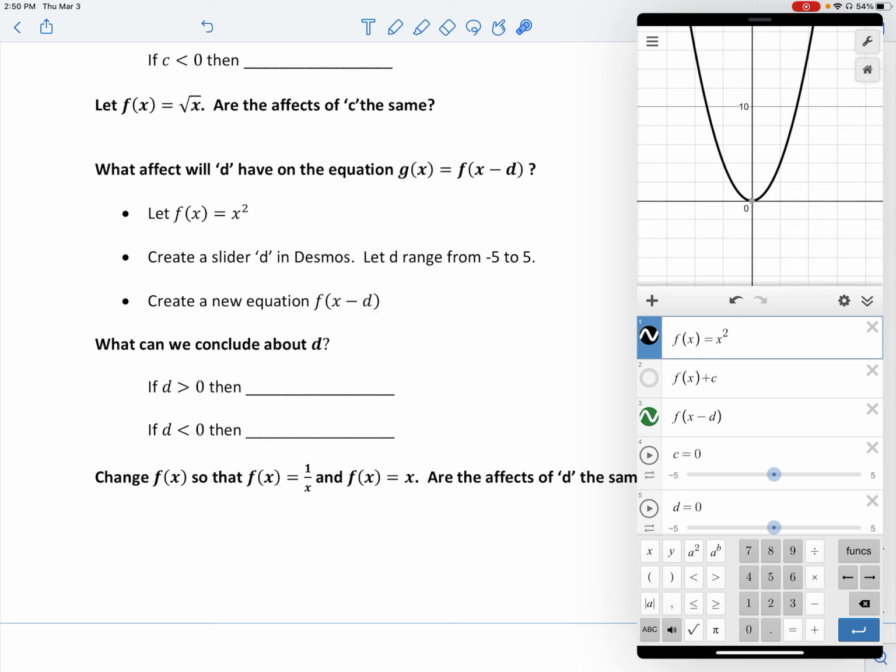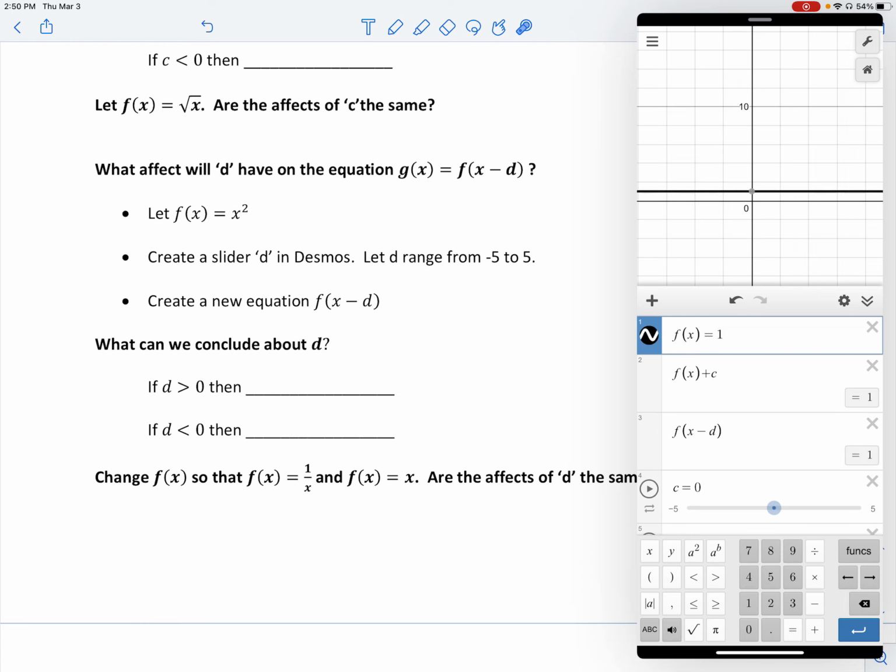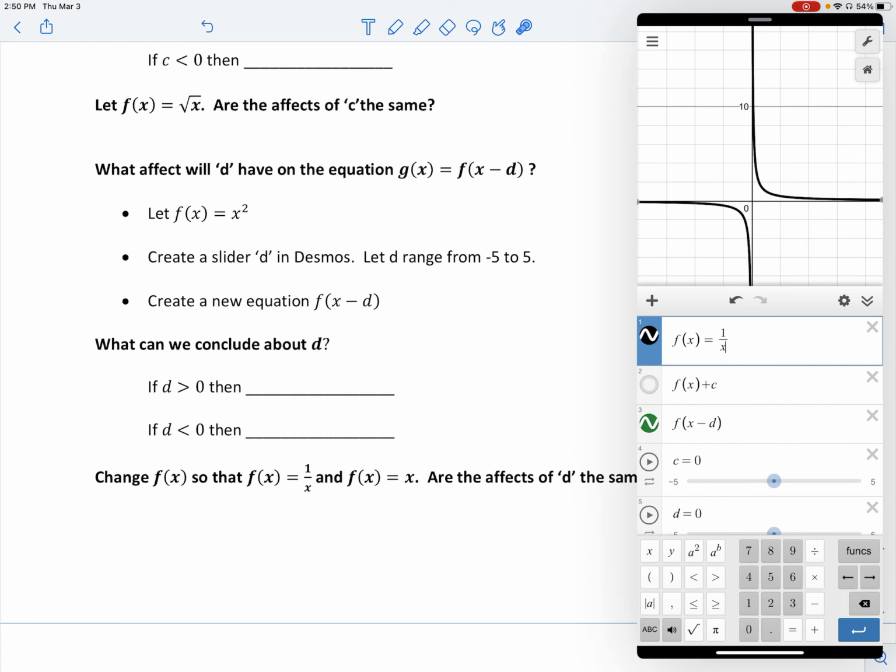So once you have this one turned on, you could then go to D here and turn this slider on. As this plays, it's going to create a new function, and I want you to observe it and make conclusions about when D is greater than 0, and then about when it's less than 0. After you know the effects of D, just play around with some other functions. Go into here and change this to 1 over x, and then see what happens.